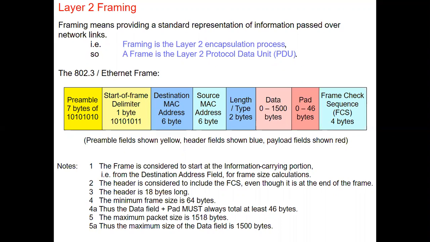The first thing we see is a preamble, 7 bytes of data, which is 1010 1010, that's data. Then second is the start of frame delimiter, 1 byte. Then destination MAC address, 6 bytes. Then source MAC address, 6 bytes. The destination MAC address is the address of the receiving computer, and the source is the address of the sending computer. Then length or type, which is 2 bytes. Then data.